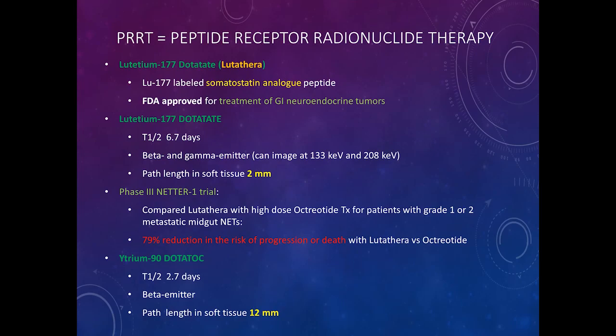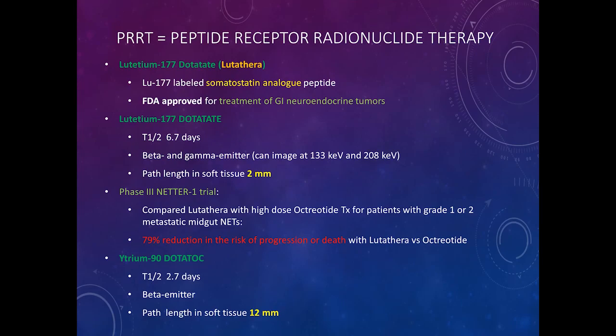And another thing is the energy of the beta emission. In the lutetium case, you have a path length in soft tissues of about 2 millimeters, versus in the yttrium case, it's 12 millimeters. So again, if you administer lutetium, you will have less collateral damage. If you administer an yttrium-labeled substance, you will have more collateral damage.